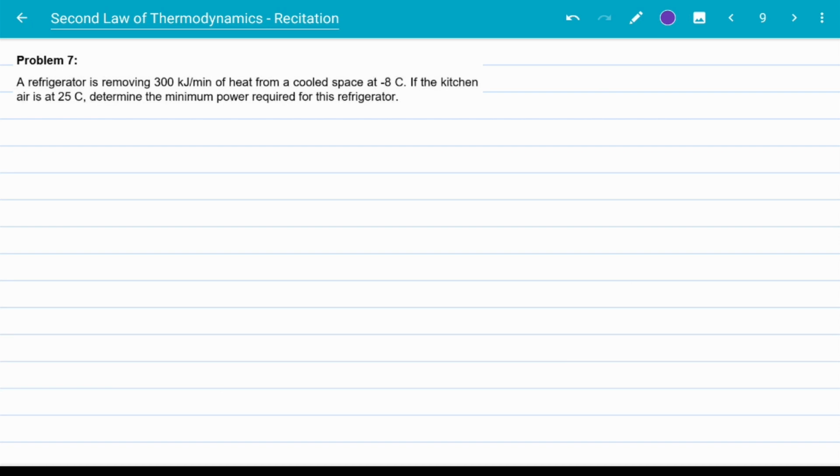Now, when we are asked to find the minimum power required to operate a refrigerator or a heat pump, or the maximum power output of a heat engine, it's a clue that we are dealing with a reversible ideal cycle. So let me draw a schematic of this problem first. So this is our refrigerator. This is our cool space. And this is the kitchen.